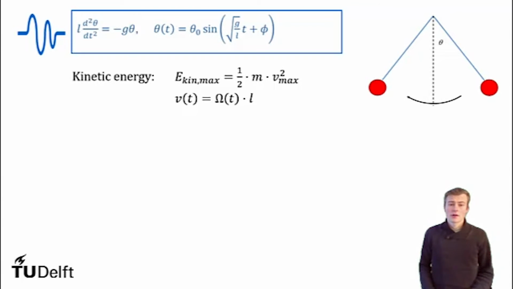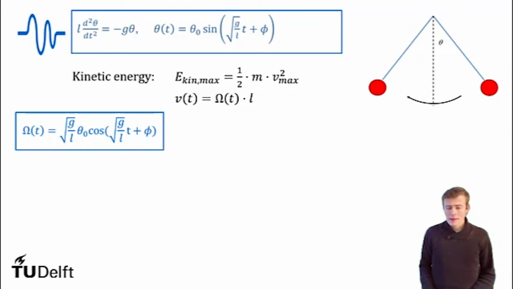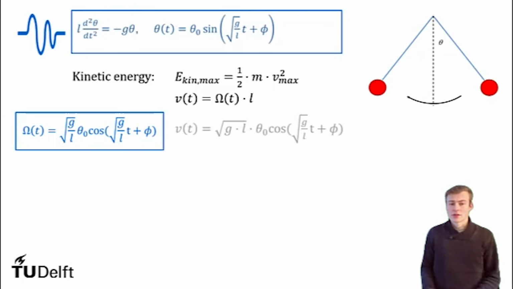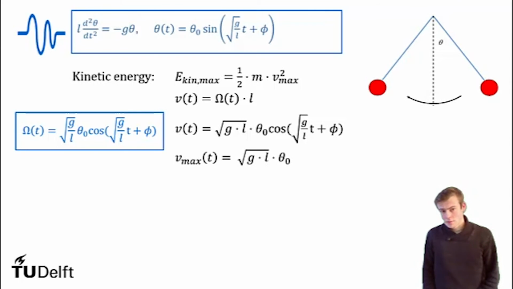We already have an expression for our angular velocity, which is the square root of g over L times theta 0 times the cosine of the square root of g over L times t plus phi. We multiply this with L and we get the following equation: the linear velocity is equal to the square root of g times L times theta 0 times the cosine of the square root of g over L times t plus phi. To determine the maximum value of the velocity, we look at the maximum value our cosine can get. The cosine is a value between -1 and 1, so the maximum value is 1. So the maximum value our velocity can get is the square root of g times L times theta 0.